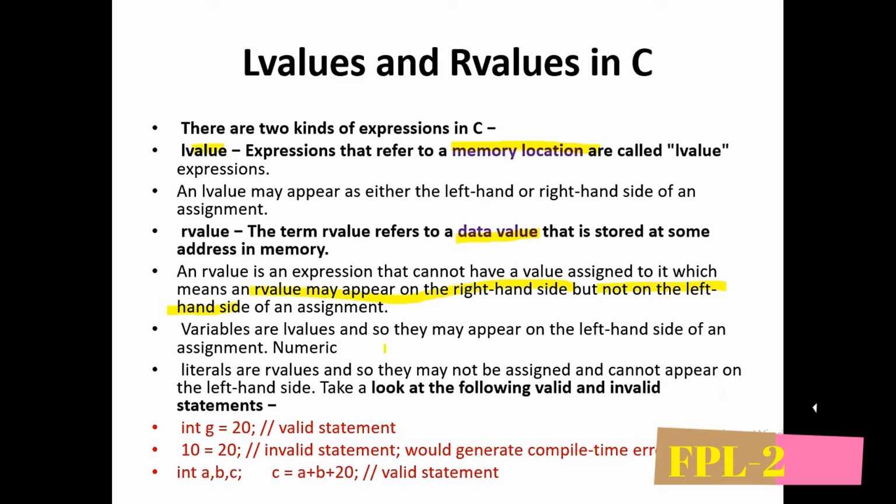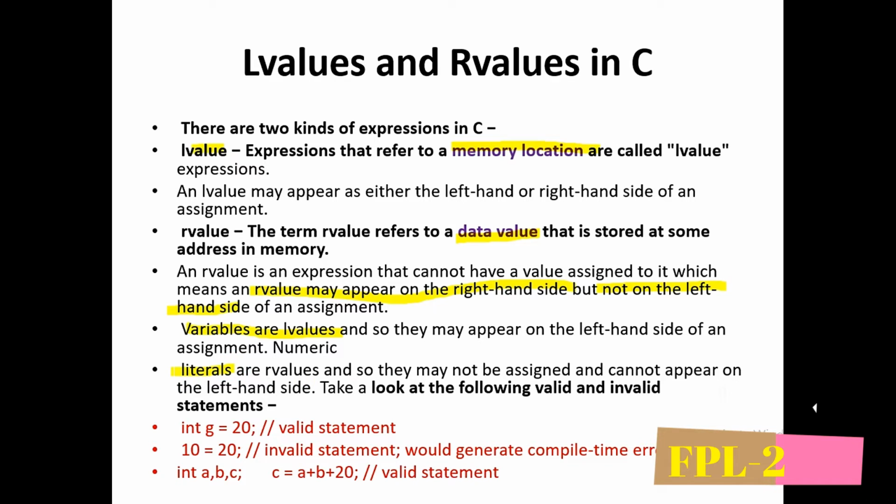Variables are L values because when we take a variable, we have just its name, and in that name we can store values in future. So they are referring to memory allocations. So they are L values. And constants, they may appear on the left hand side of an assignment, that is memory. Literals are L values.